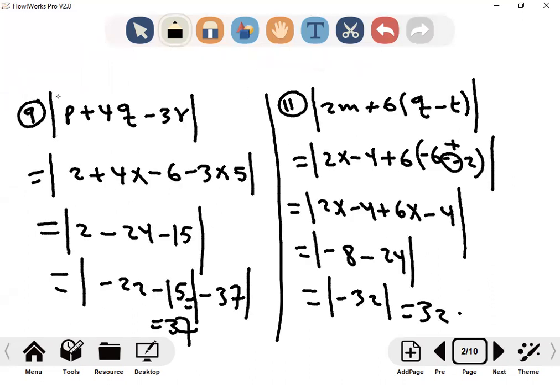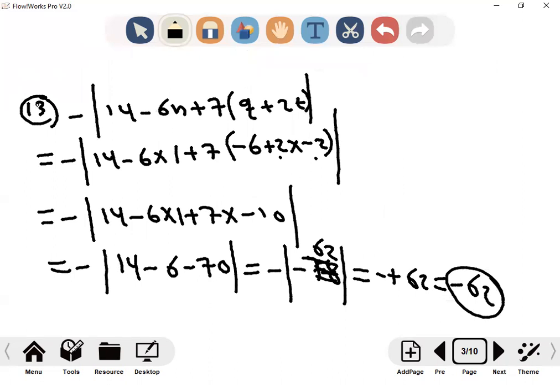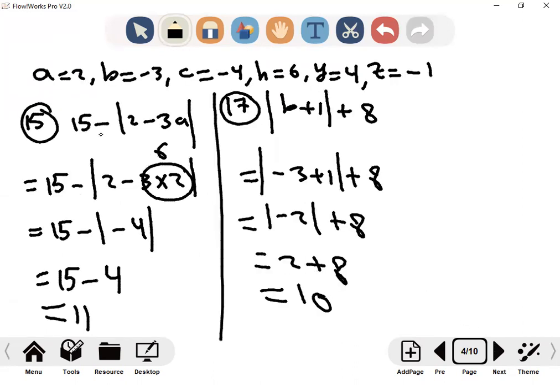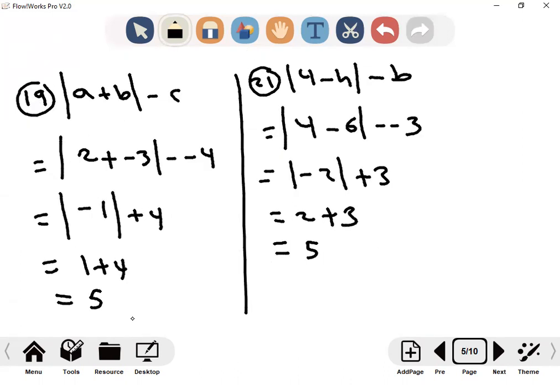Then we have question 9, 37. Question 11, 32. And question 13, negative 62. Question 15, we have 11. Question 17, we have 10. Question 19, 5. Question 21, another 5.